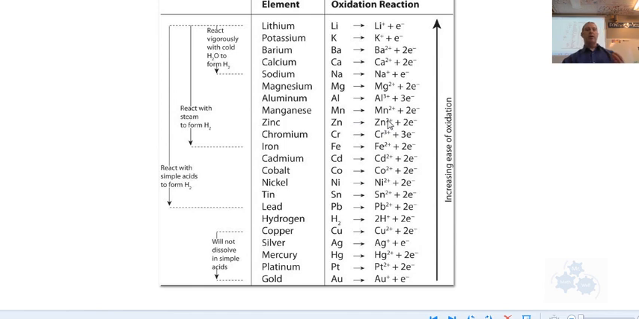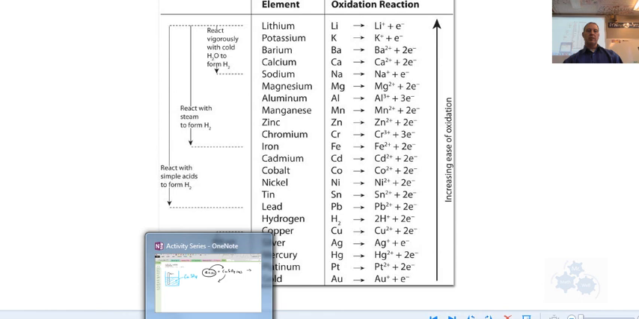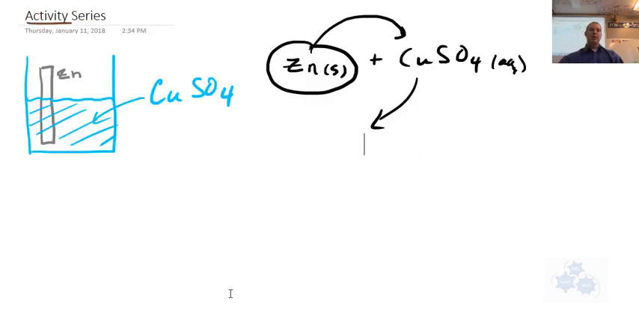Now, we are in the redox unit here, and so I'm going to talk more about this oxidation reaction and why we have electrons in a chemical reaction. That's what redox is all about, reduction oxidation. So we're going to talk more about that as we move through, but I just wanted to cover this activity series and show you just a little bit about what's happening in these beakers.